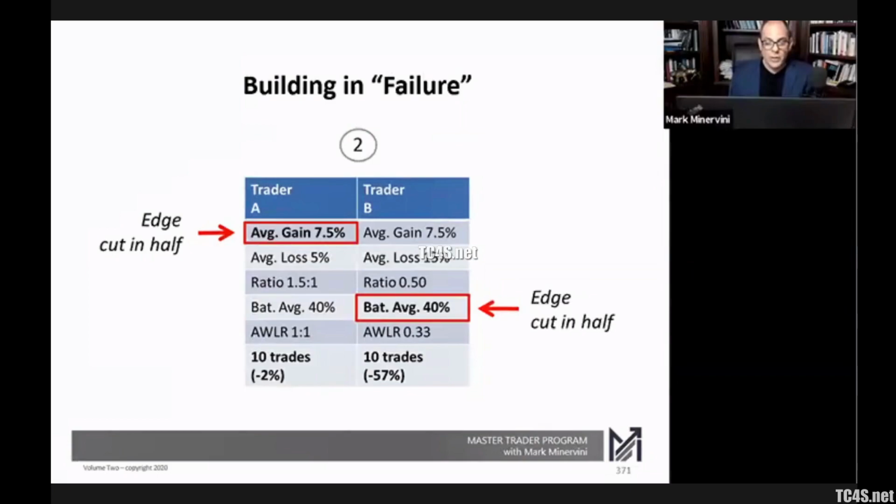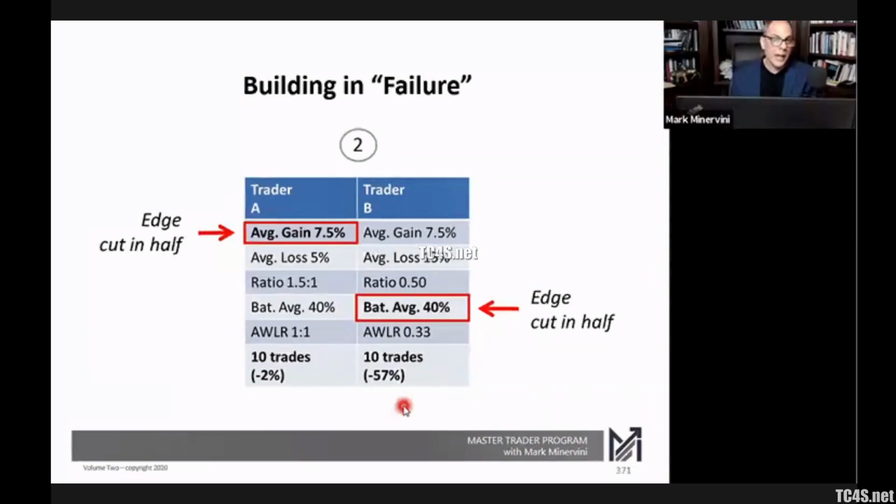Just a little bit more than the loss. Same batting average, 40% batting average. Now adjusted for the batting average is 1 to 1, right? So basically about a break even after 10 trades loses 2%. Now, trader B, we keep the same average gain, average loss because his edge was on the batting average, but we're going to cut, like we cut trader A's edge in half, we're going to cut trader B's edge in half and cut it to 40% from 80. So now he's got 4 winning trades and 6 losers.